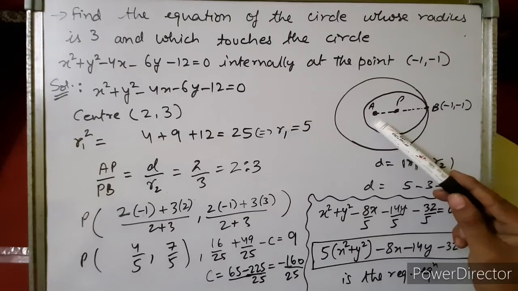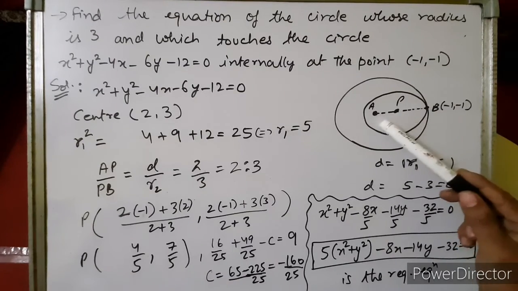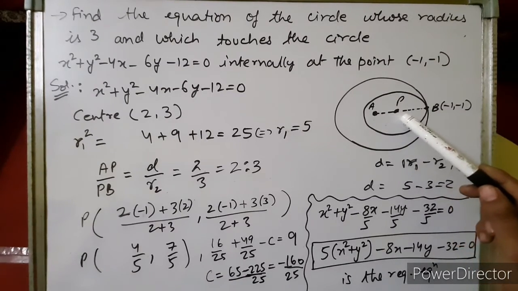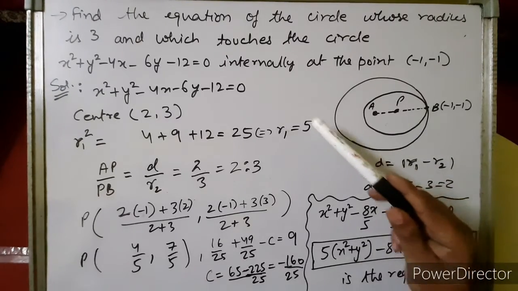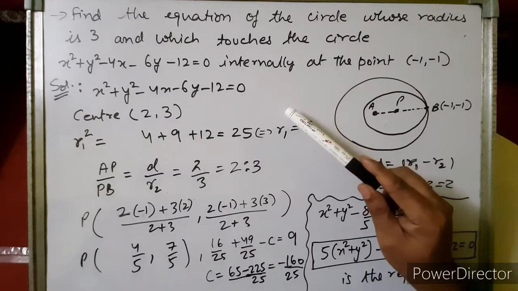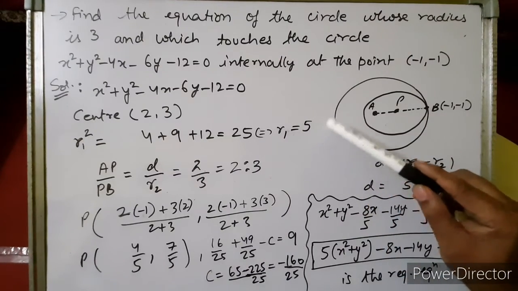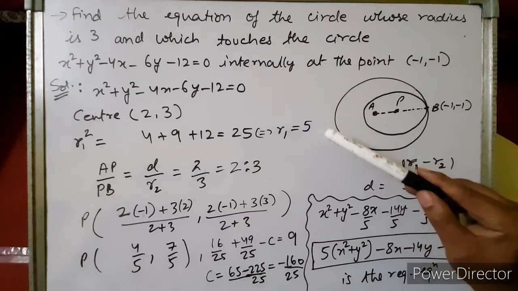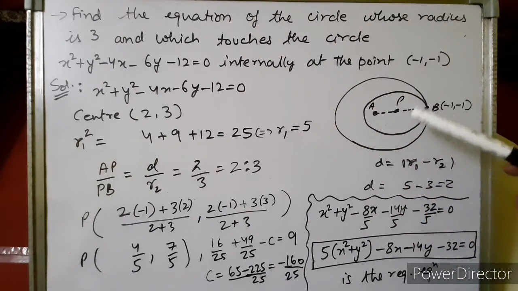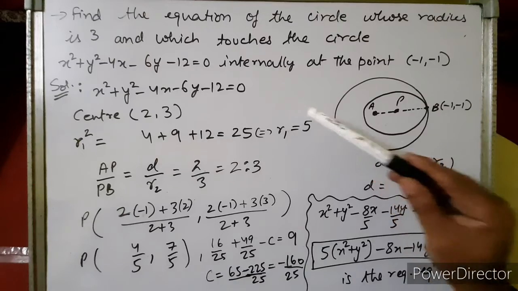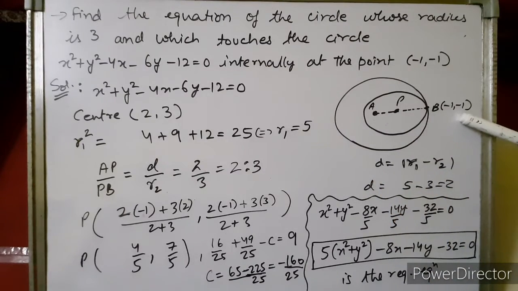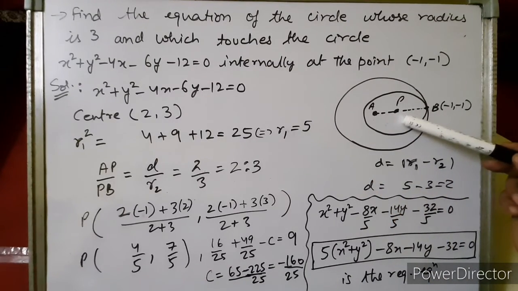Suppose A is the center of the bigger circle and P is the center of the smaller circle, then AP will be the distance between the two centers, right? Now from the given equation of the external circle, if we find the center and the radius, the center will come 2,3 and radius will come 5 units. A is the center of the bigger circle, which has coordinate 2,3. This point is known, so we have to calculate the value of P.